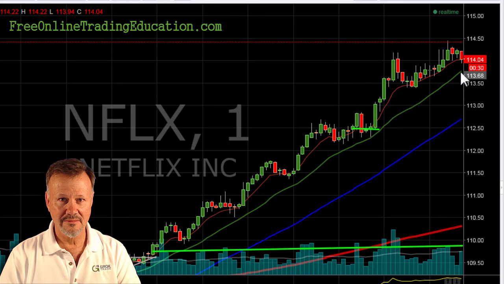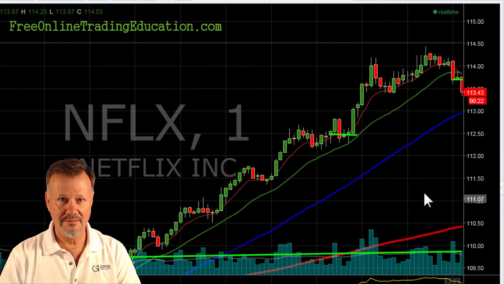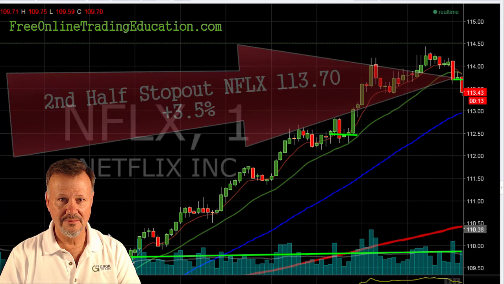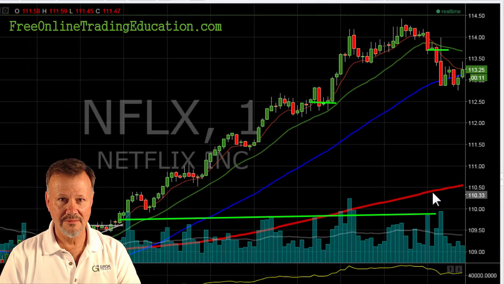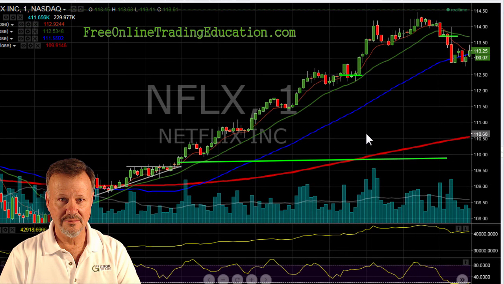So I'm going to pull my stop up here all the way to 1370, and bam! Look at that, it just dropped down and hit me here, and I stopped out at 113.70 for 3.5% on the second half. So let's pull this up and take a look at this whole trade. Look at that, it did pull back pretty hard. But look at this run.